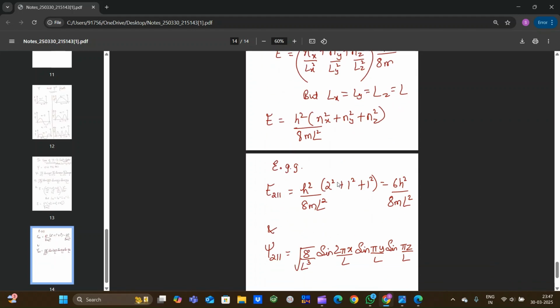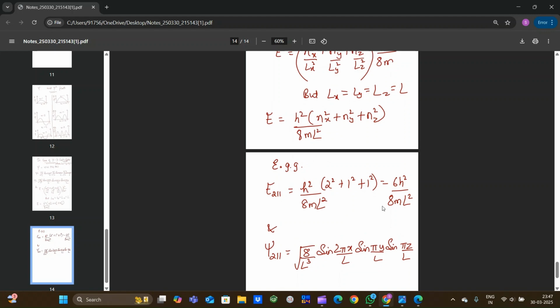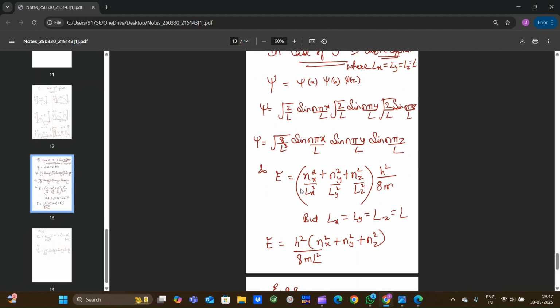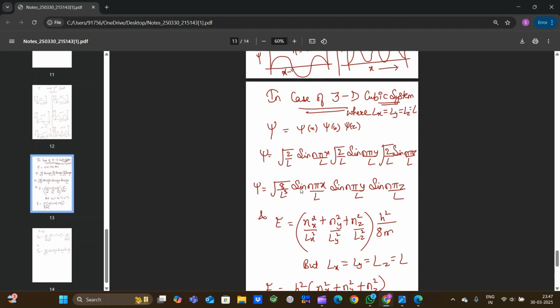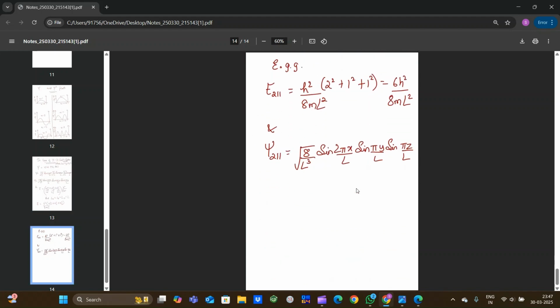Okay. Now, for example, E211, just put the values of nx, ny, and nz. Your nx is equal to 2, ny is equal to 1, and nz is equal to 1. And similarly psi 211. You just have to focus on what is asked, and otherwise it is similar to 1D only. So this is it. Particle in 1D is complete, and 3D also.